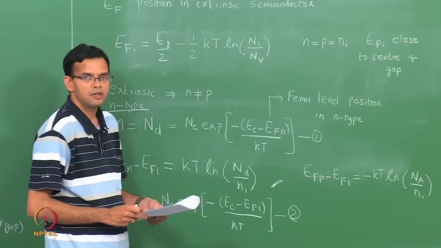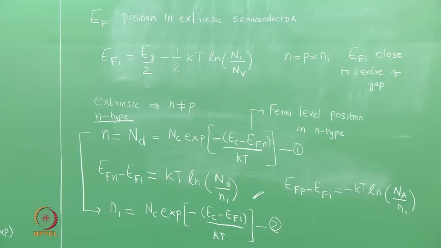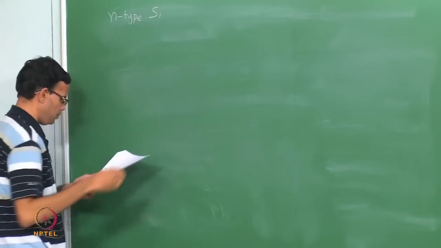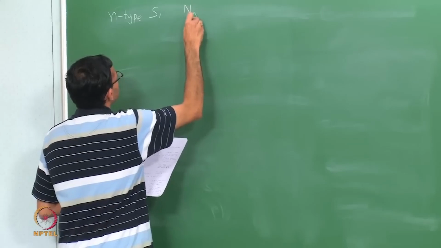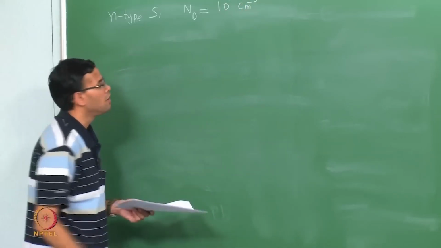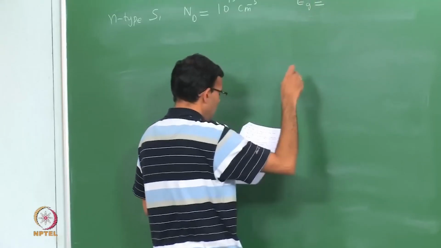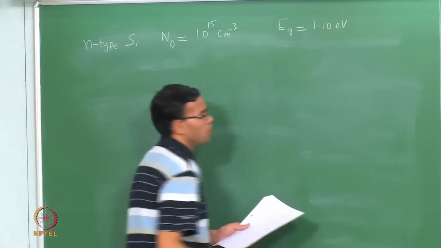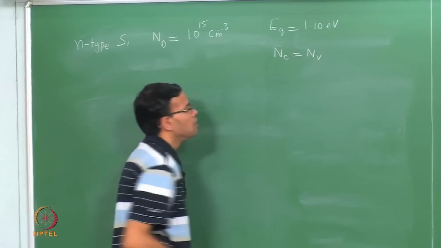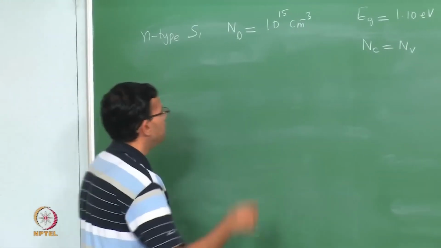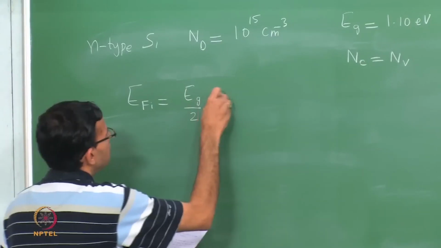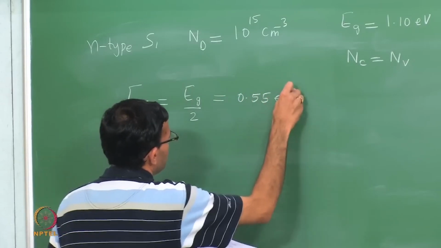So, let us do some numbers to get a sense of where the Fermi level is located. Let us take n-type silicon with Nd around 10 to the 15 per centimeter cube. We know the band gap of silicon, Eg, at room temperature is 1.10 electron volts. For simplicity, let us just say Nc is equal to Nv. So, the intrinsic position of the Fermi level EFI will be just Eg over 2. We know this to be 0.55 electron volts.